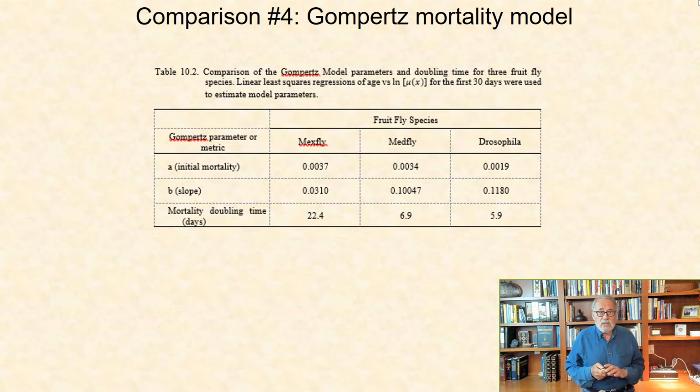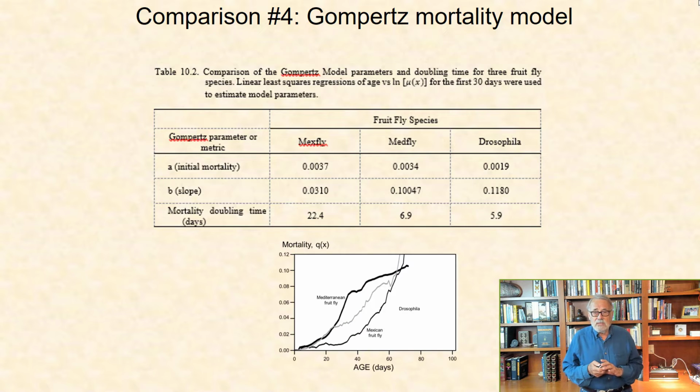Here's a table containing the best fit Gompertz parameters for the 3 species, and for perspective the graph of the age-specific mortality for each. Note that we have across the top fruit fly species, including the mexfly, the medfly, and Drosophila. Then in the first column, the Gompertz parameter or metric, including the initial mortality rate A, the slope B, and mortality doubling time, dt.